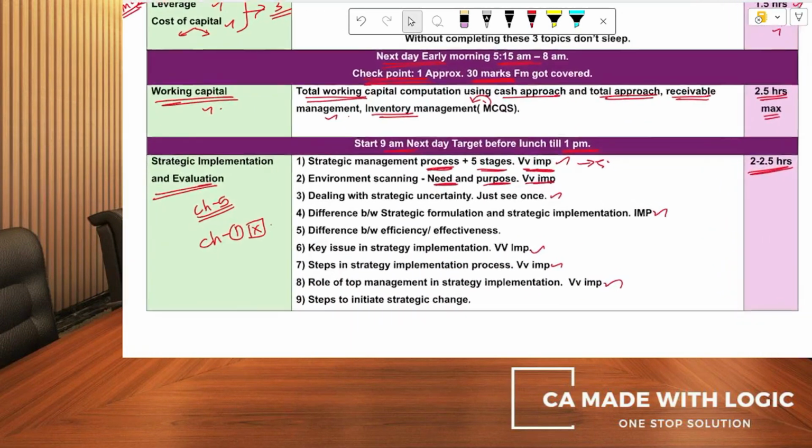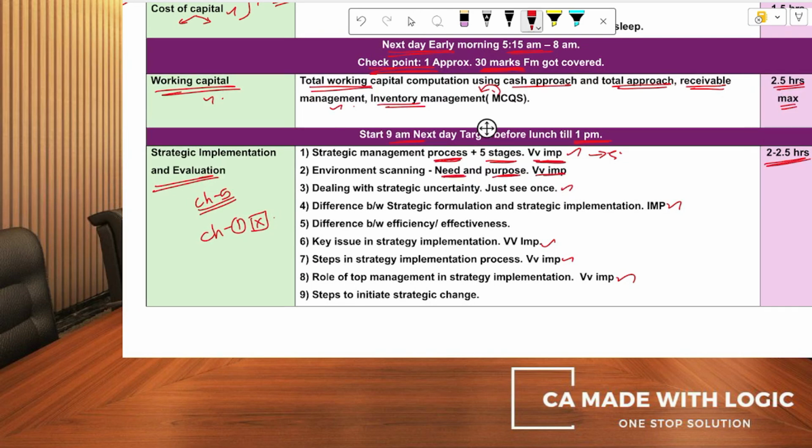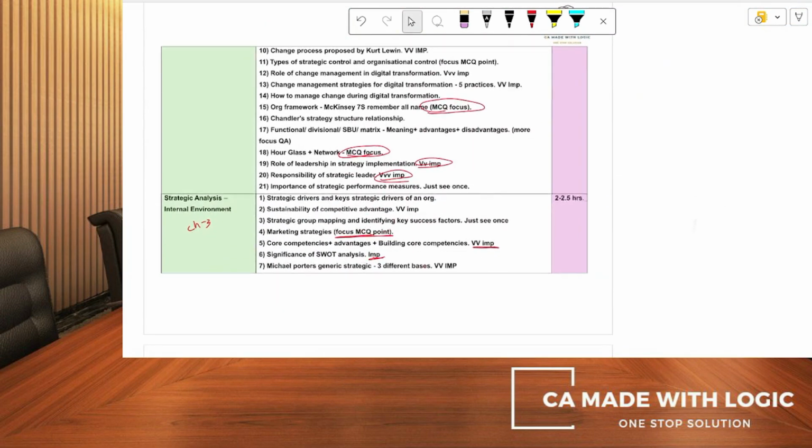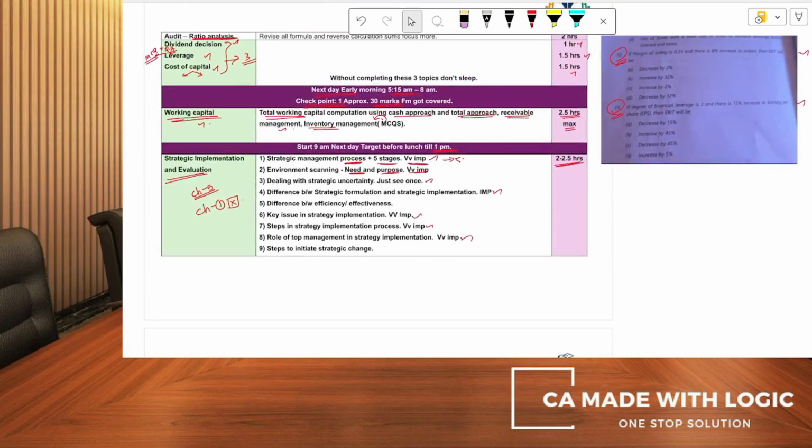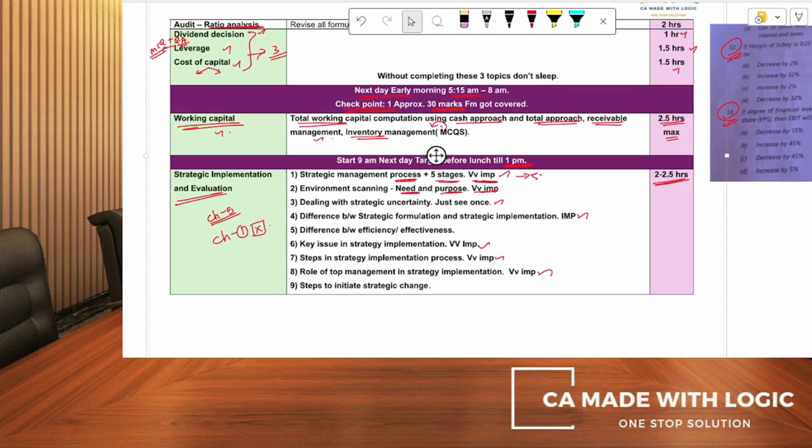Then comes 9 a.m. You need to start your day at 9 a.m. and till 1 p.m. you need to cover two chapters of SM. I have given chapter number 5, strategic implementation and evaluation, and chapter number 3 you need to cover. I have given 2 to 2.5 hours for completing chapter number 5.